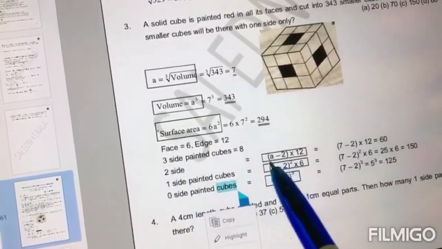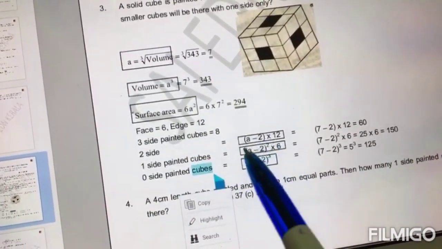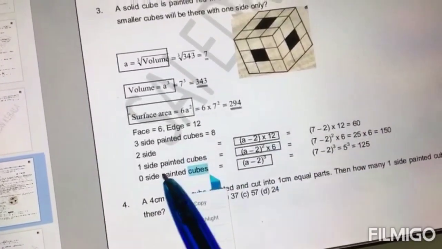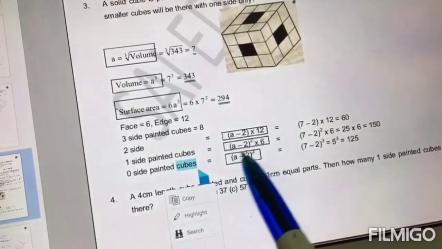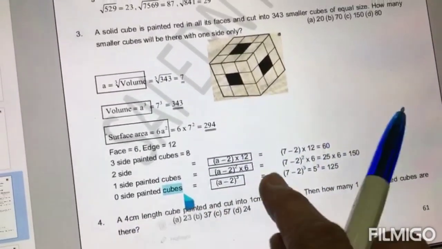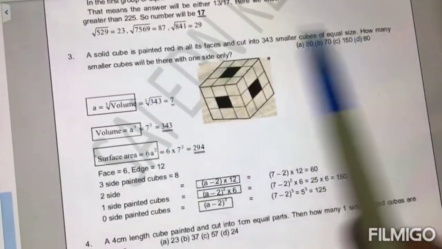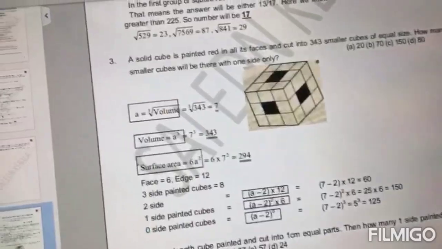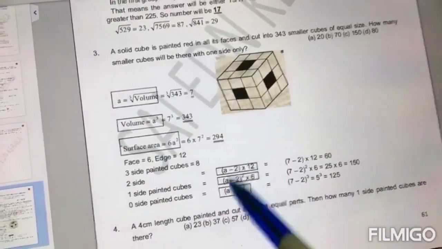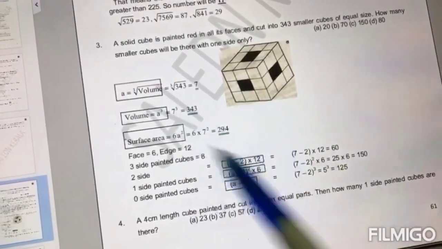Cubes with 2 sides painted are nothing but this formula, a minus 2, that is the length of the side, 7 minus 2 into 12. Why 12? 12 is the number of edges. One side painted cubes is this formula, a minus 2 whole square into 6, and 0 side painted cubes is a minus 2 cube. So how many smaller cubes will there be with only one side painted? It would be 150, that is option C. You'll have to memorize these formulas, but understand how we got number of faces, number of edges, and so on.